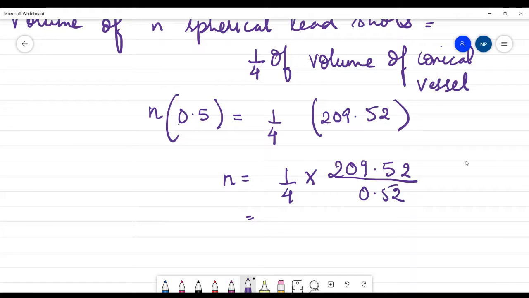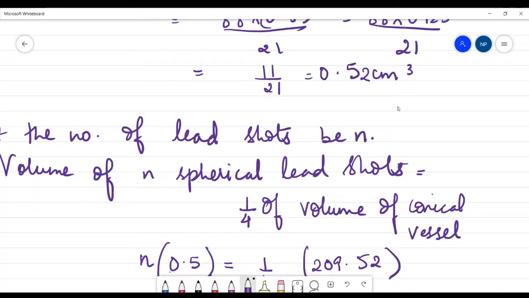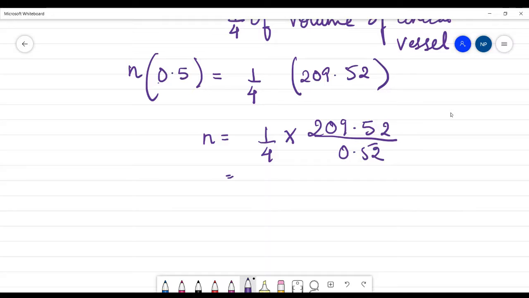Now children, on dividing 11 upon 21, it will be 0.52 centimeter cube. You can write 0.5 also, or 0.52 also. It's better to take two decimal places. Now on calculation, you will get the value 100 point something. So instead of taking 100 point something, we will take the approximate whole number. Therefore, the number of lead shots will be 100. Your answer is 100. Let us move on to question number 6.